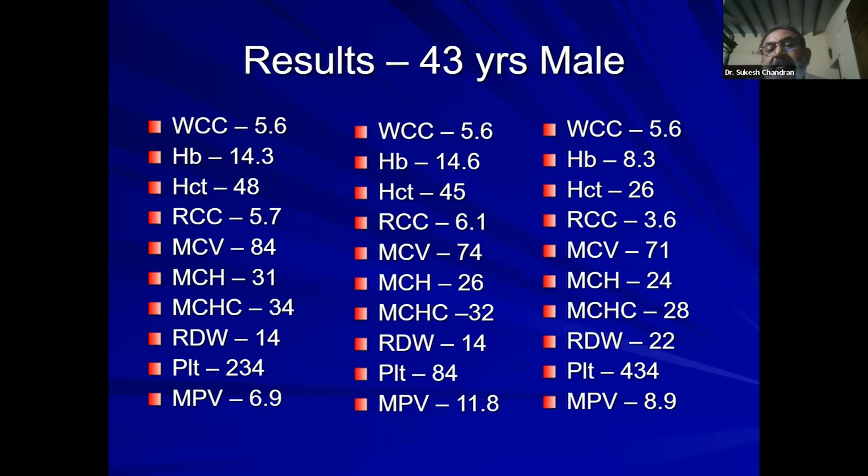The third patient has hemoglobin low. And the reason is that there is a microcytic hypochromic red cell and the RDW is high. So we have microcytic hypochromia with anisocytosis. It is iron deficiency. Now, platelet count is slightly high, normal MPV.